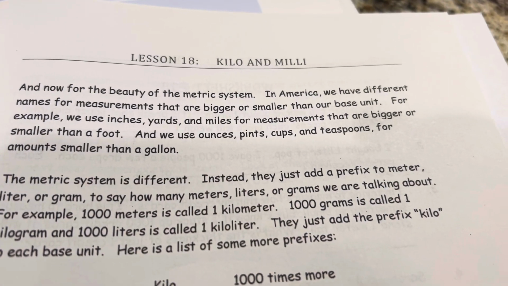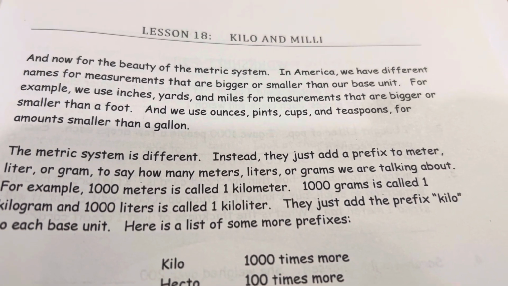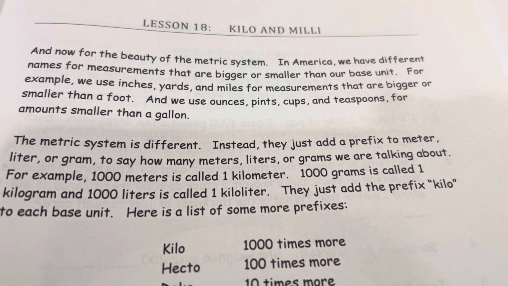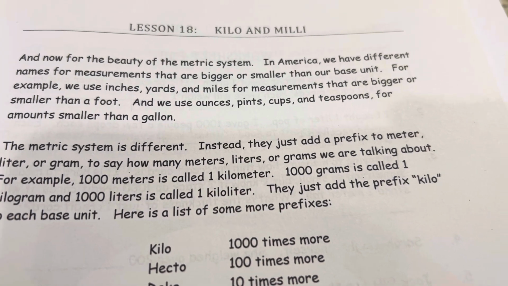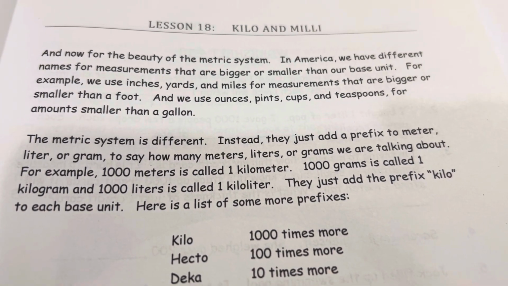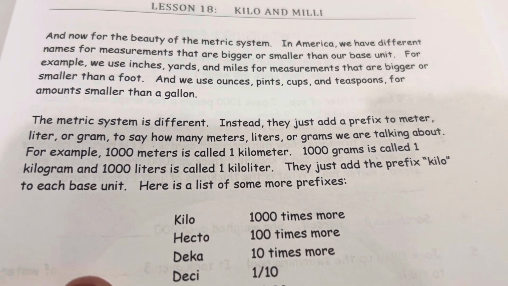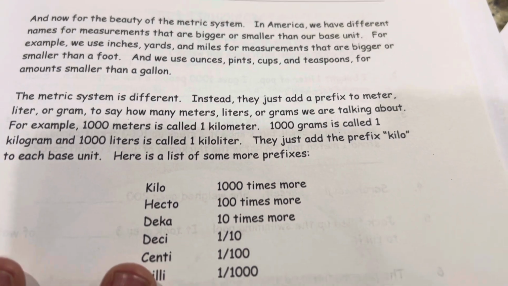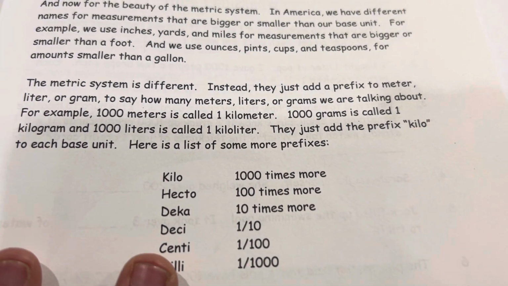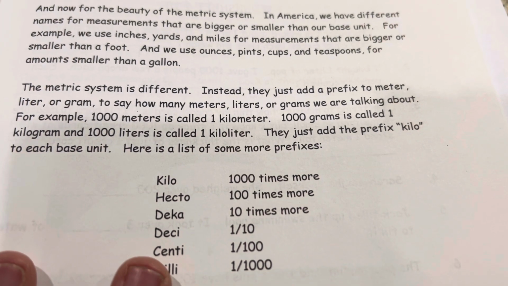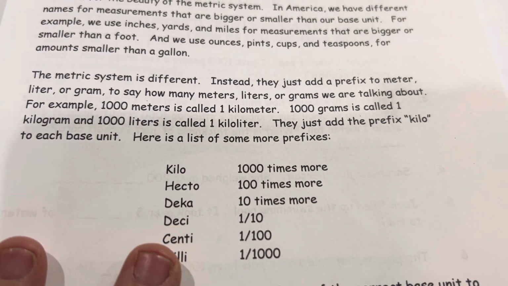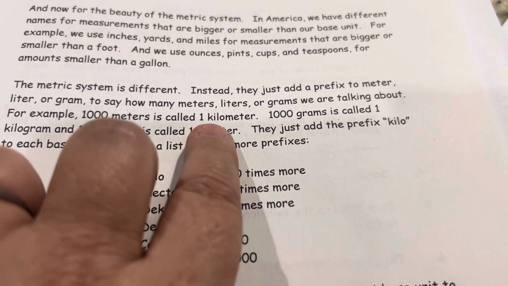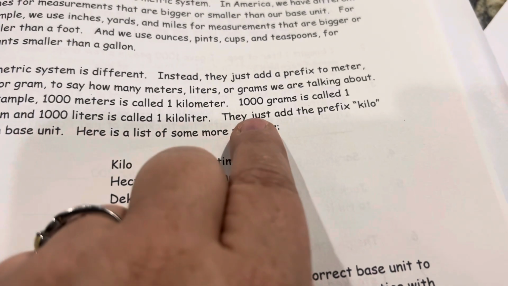different names for measurements that are bigger or smaller than our base unit. For example, we use inches, yards, and miles for measurements that are bigger or smaller than a foot. And we use ounces, pints, cups, and teaspoons for amounts smaller than a gallon. Excuse me, the metric system is different. Instead, they just add a prefix to meter, liter, or gram to say how many meters, liters, or grams we're talking about. For example, 1,000 meters is called a kilometer, okay?